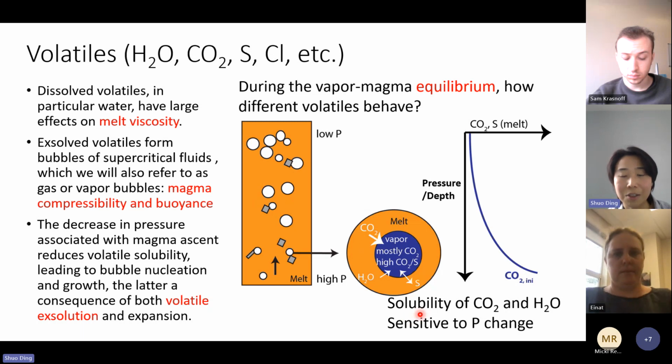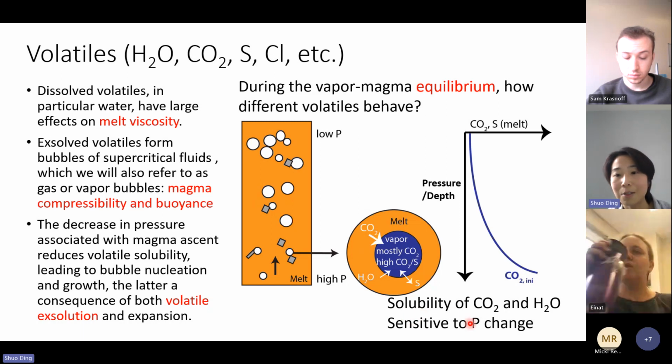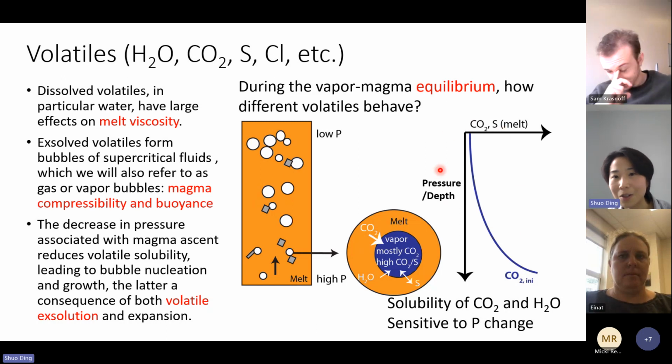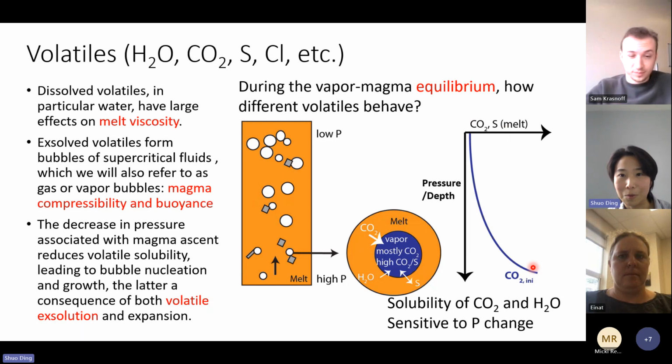And it's very sensitive to pressure change. One very common figure we will see when we talk about volatile behavior looks like this. X is the concentration of the volatile, here CO2, and Y could be pressure or depth. We would usually see a decreasing trend here because volatile solubilities in general, at least for CO2, water, and sulfur, decrease as pressure decreases. And that's why the magma degasses during magma ascent.